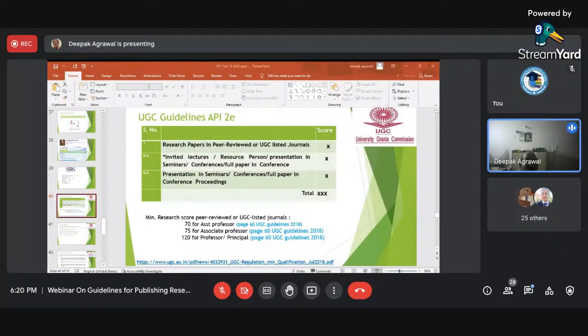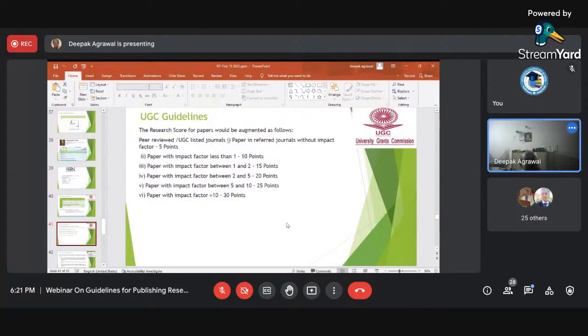As per the 2018 guidelines, a score of 70 is required for assistant professors, including all these three elements: papers published, and papers presented in conferences and seminars. There are different scores for each, and for papers published in the listed journals. The minimum score required for entry level of associate professor is 75, and for professor and principal is 120. As per UGC guidelines, this is the minimum score required. Otherwise, in the initial stage only, the person's application will be disqualified.